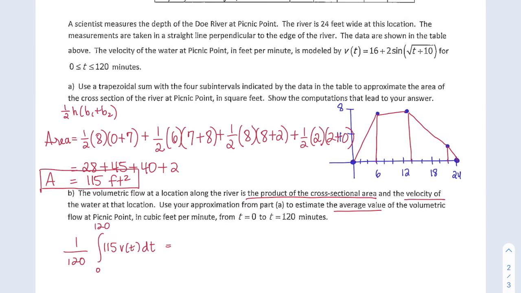Now we can use our calculator, so you could type this as is into the calculator with your V of t formula, and what you get is 1,807.170 cubic feet per minute.